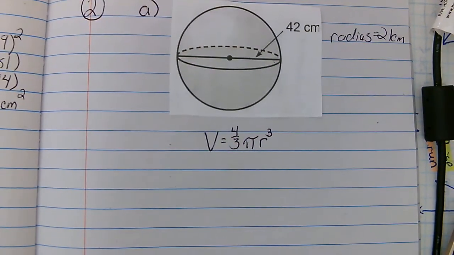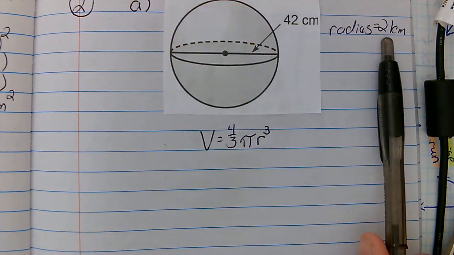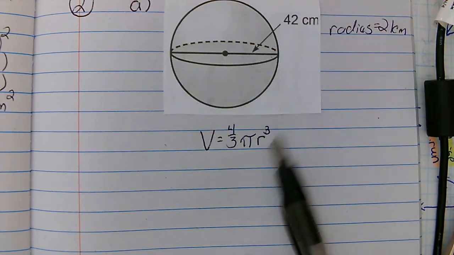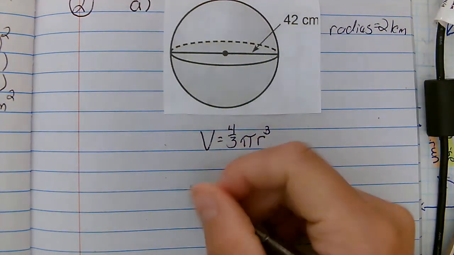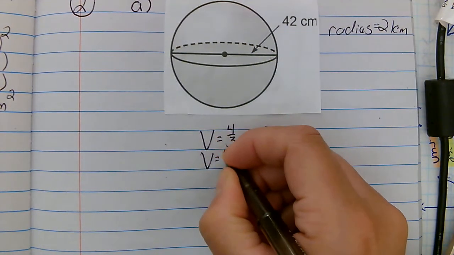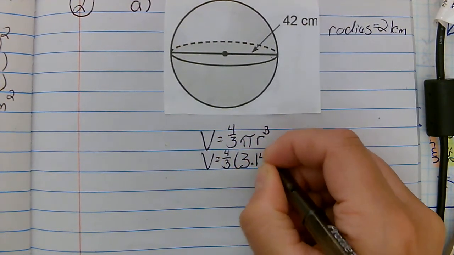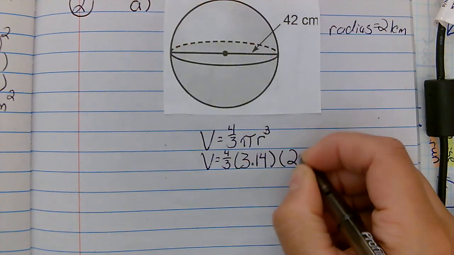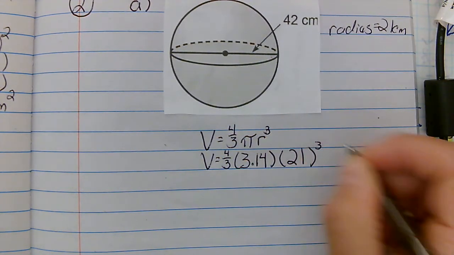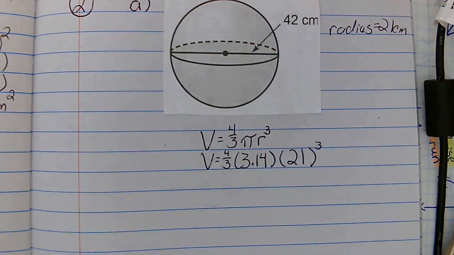And I'm going to go ahead and plug in everything I know. This is going to be a very big number because you'll notice our radius is 21 centimeters, and we're going to have to cube that. So volume equals 4/3. We're going to use 3.14 for pi, and 21 cubed. Let's figure out 21 cubed first. I'm going to go to my calculator. 21 cubed. Oh boy, okay.